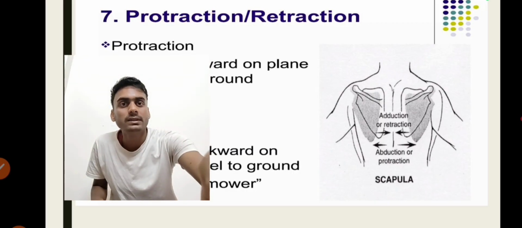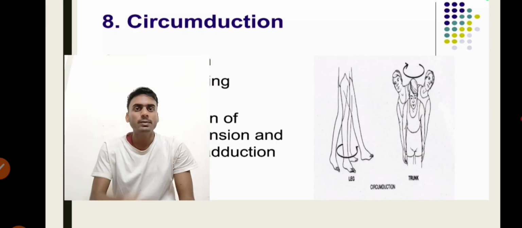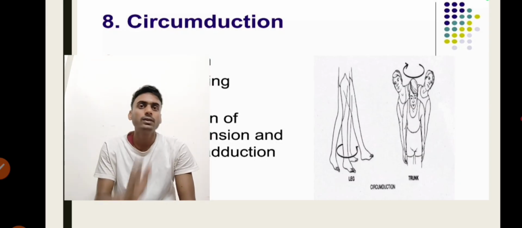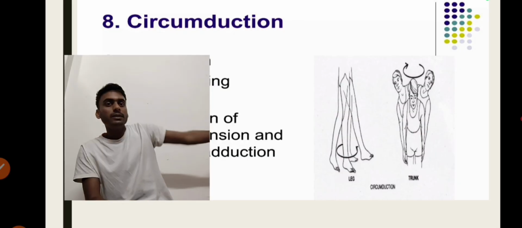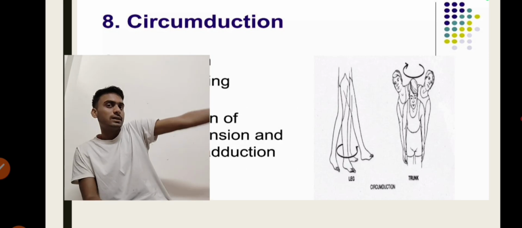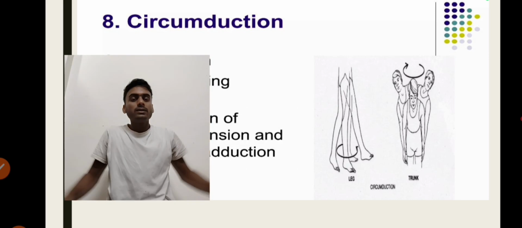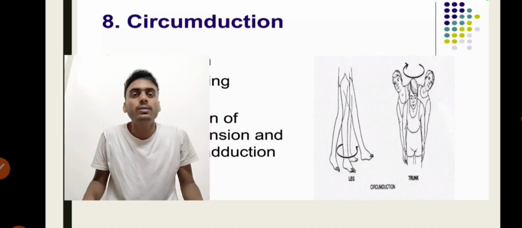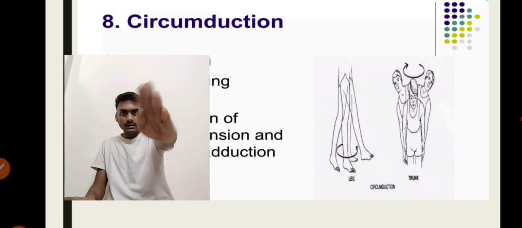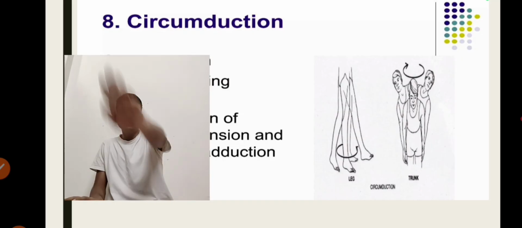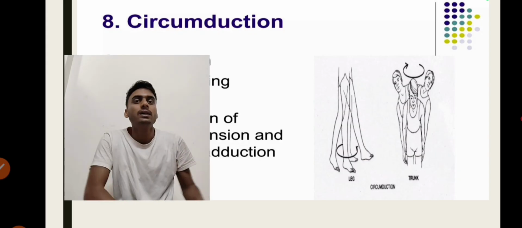Now we discuss the next part, circumduction. Most people have a small confusion about circumduction and rotation, thinking they may be similar. No, circumduction means if you move and make a circle. If you move like this, it is called circumduction. But if you move like this, this is rotation. But if you move like this, this is circumduction. I hope you can easily understand.